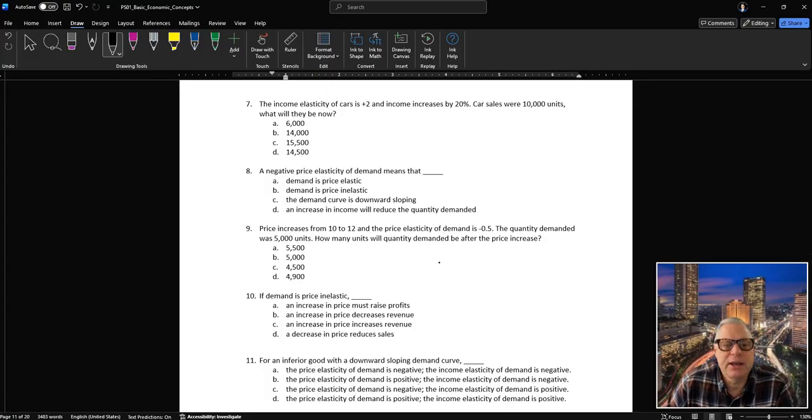Okay, let's do 7. The income elasticity of cars is positive 2, and income increases by 20%. Car sales were 10,000 units. What will they be now? Okay, so we deal with the income elasticity, and we know that the income elasticity is 2. So we know that the income elasticity is the relative change in demand over the relative change in income.